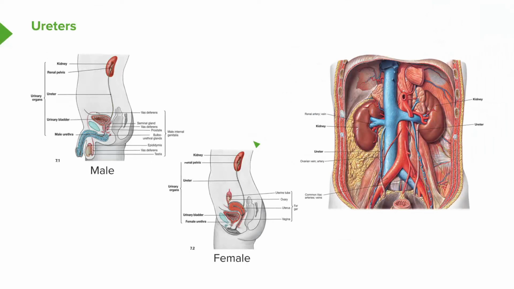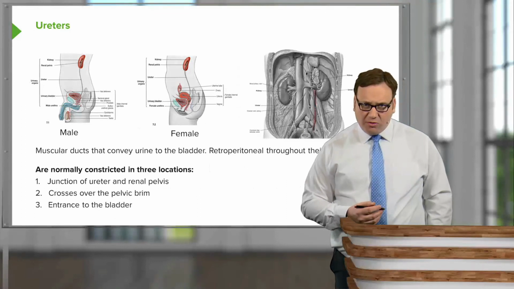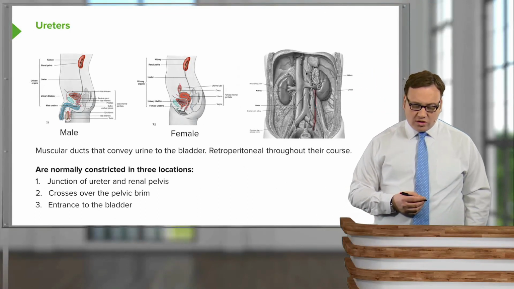But for now, we can see that the ureters in both the male and the female are passing down towards the bladder. This is just the right kidney being indicated, but we can see also that we have a left kidney giving rise to a ureter as well. And these muscular ducts pass down to the bladder where the urine is then stored. They're retroperitoneal throughout their course.